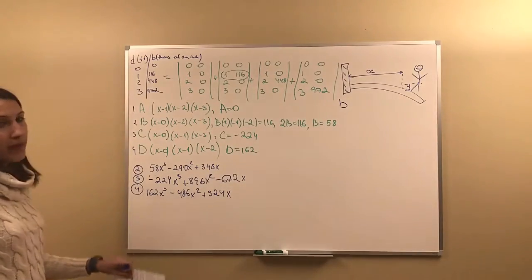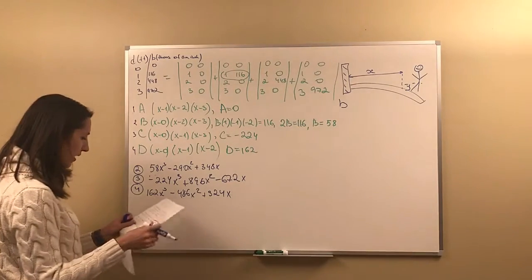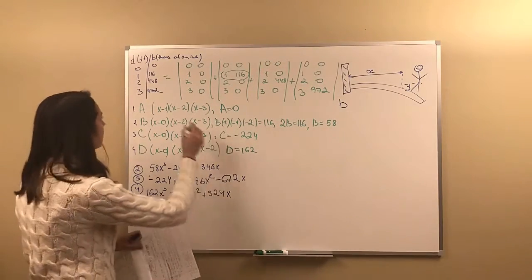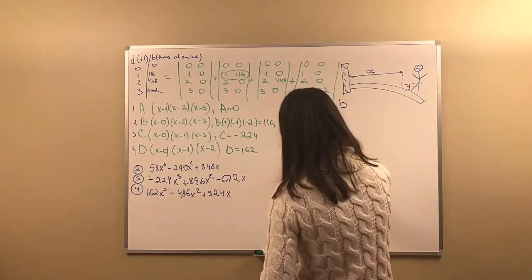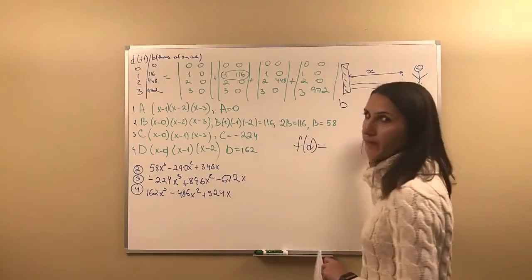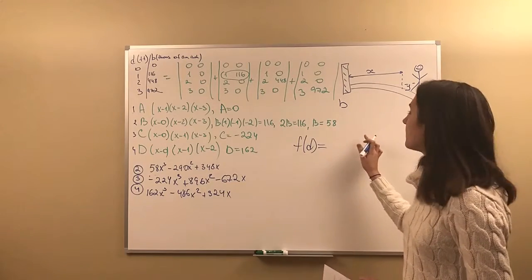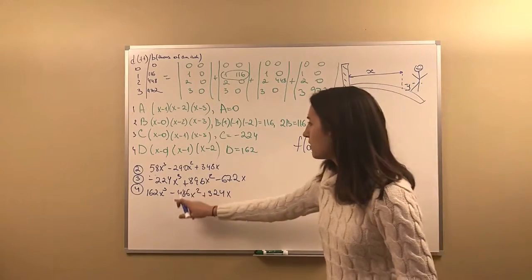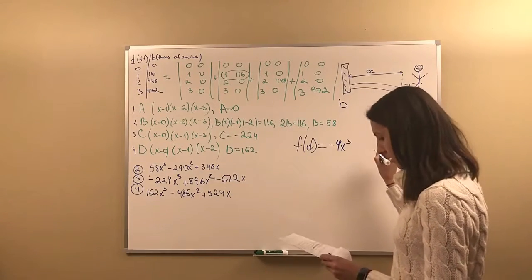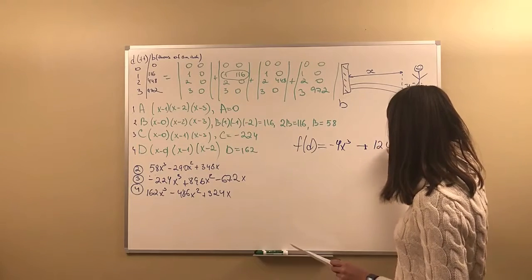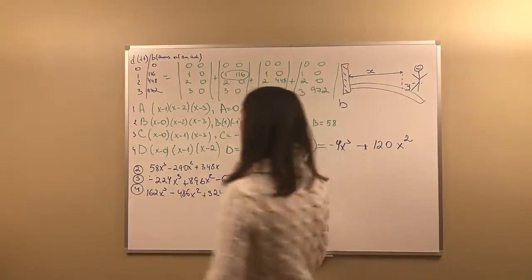Okay, so now we have to add them all together in order to find the final equation. That would be our function f of d. That's what we actually need to find: f of d, function of d, distance, in order to find the amount of how much the diving board bends. We'll just add them all together. I already did it, so my answer is negative 4x cubed plus 120x squared. So let's just double check that everything is correct.